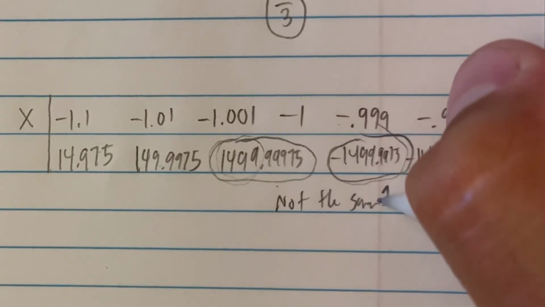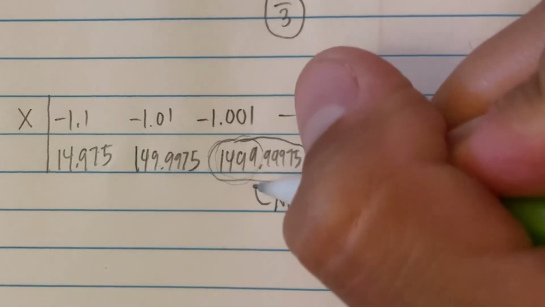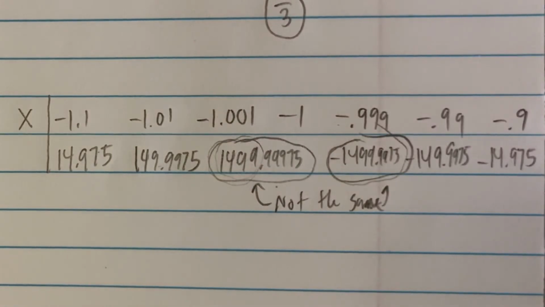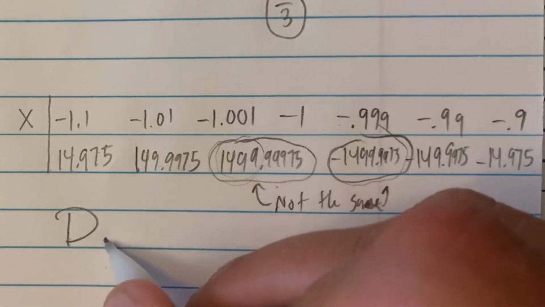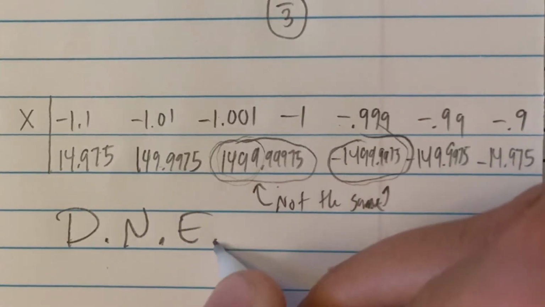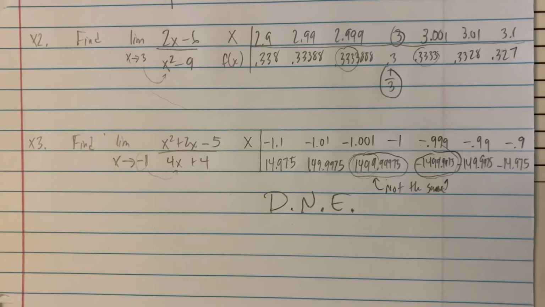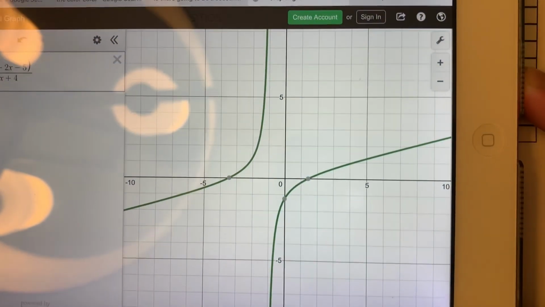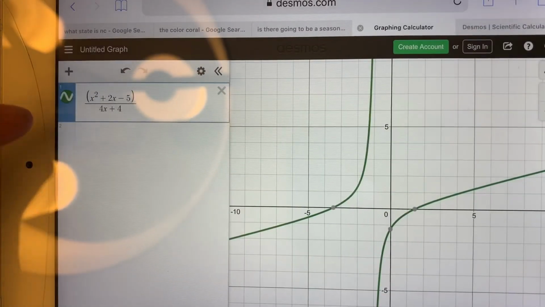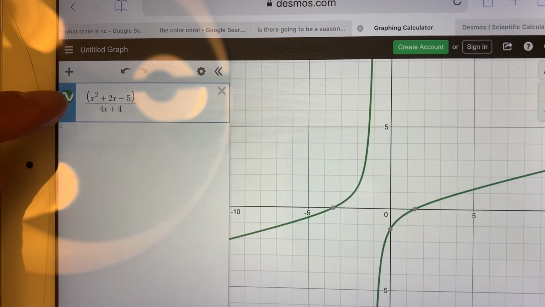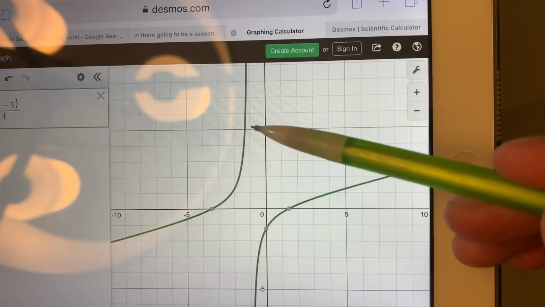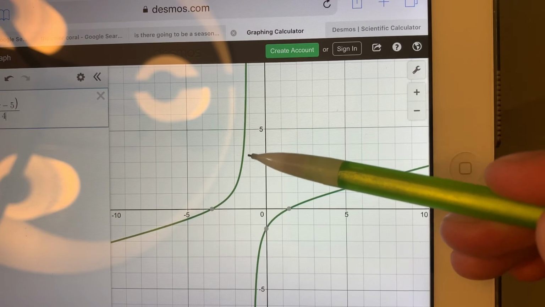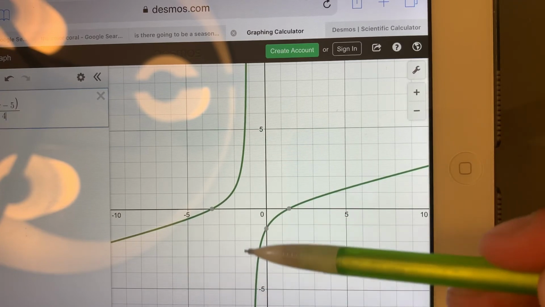And remember what we said before, that in order for the limit to exist, the numbers have to be approaching the same thing. So we can simply say here, in abbreviation, does not exist. Now let's go ahead and confirm that with a calculator if you were to look at this on a graph. Okay, so here's my function that I just typed in here, x squared plus 2x minus 5 over 4x plus 4. Here's the -1 line.